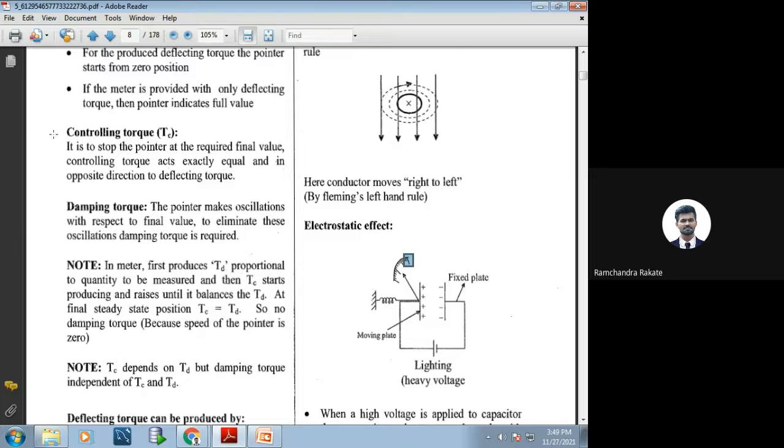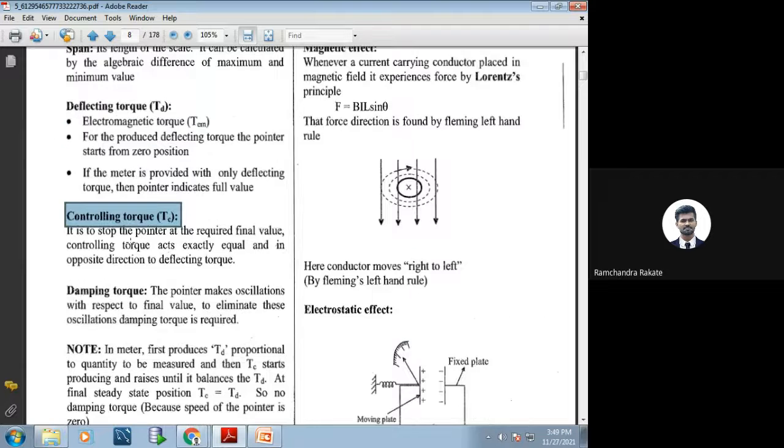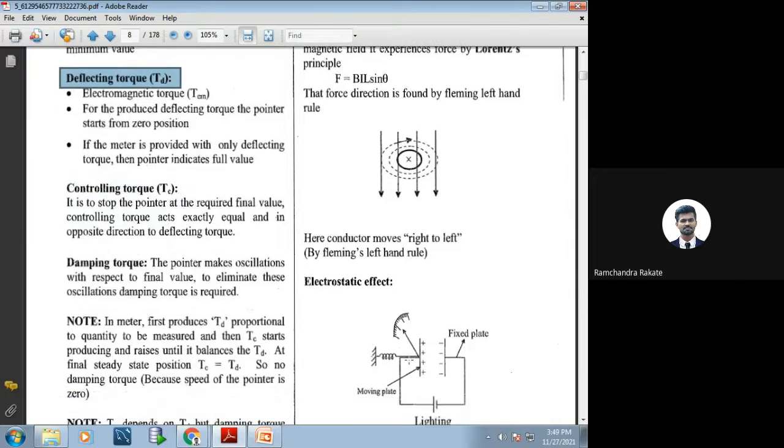So with the help of the deflecting torque, the pointer will deflect from the null position. Always keep in mind that initially your pointer will always be at the null position. Sometimes, while performing experiments, you might have observed that in some instruments the pointer is stuck at some position. Even if they are not in operating condition, the pointer is not at the null position, it is present somewhere, not totally at the zero position.